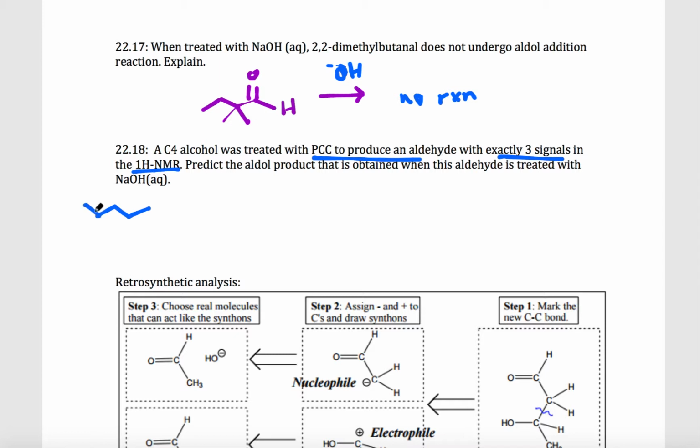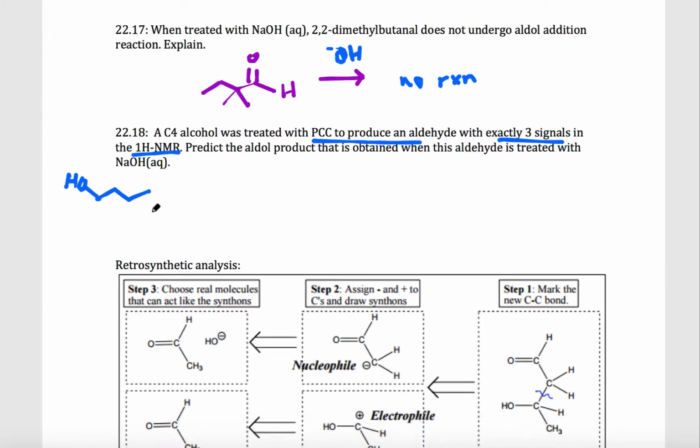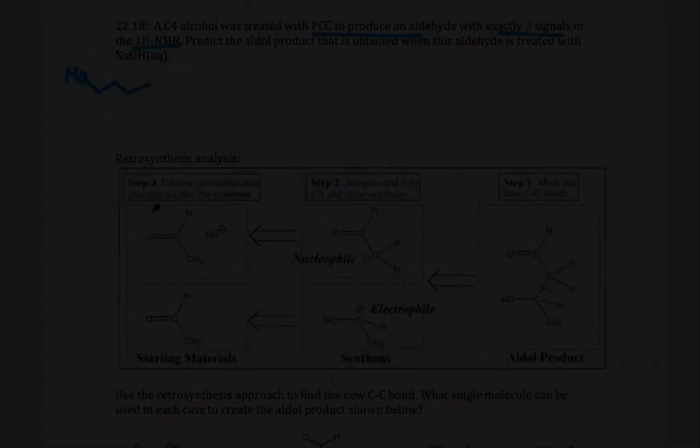So here's one such alcohol. Why don't you guys think of the other ones and think about which ones would produce aldehydes, and then look at what you would expect in the NMR. Let's go ahead and pause it and see if you can figure that out.